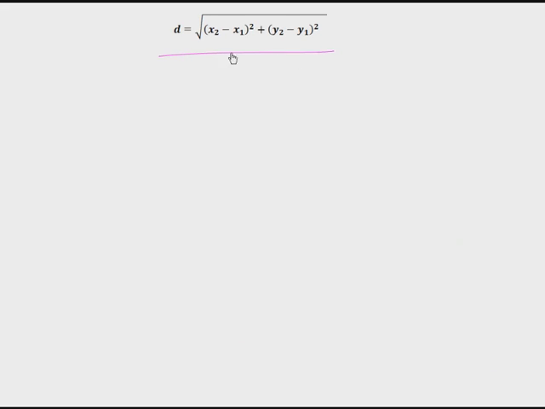And here it is again. The distance formula. Difference in the x coordinates squared plus difference in their y coordinates squared gives you the square of the distance by Pythagoras theorem. So I take a square root of the entire thing to get the actual length.